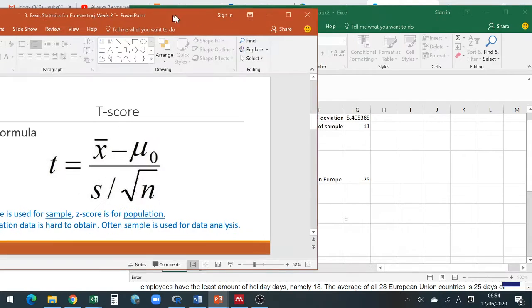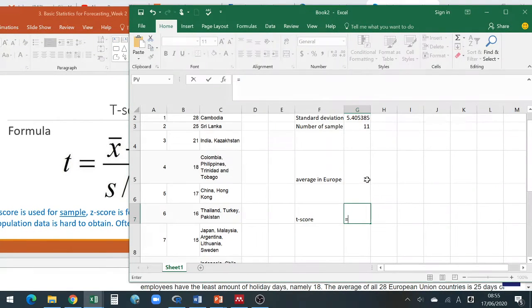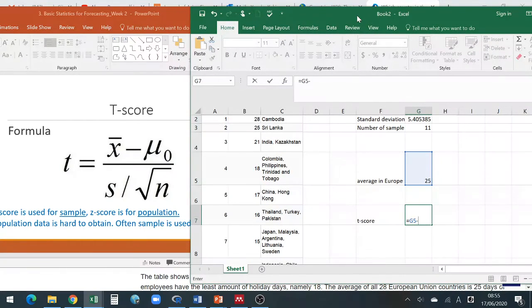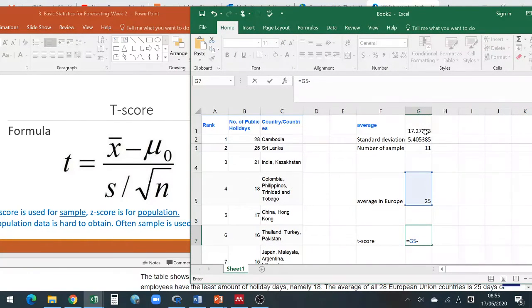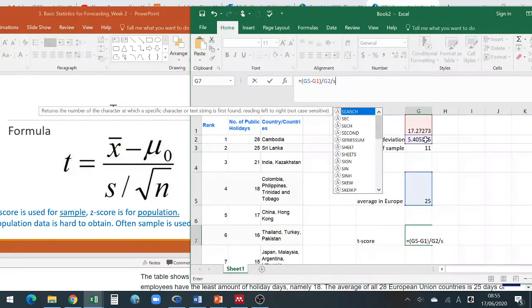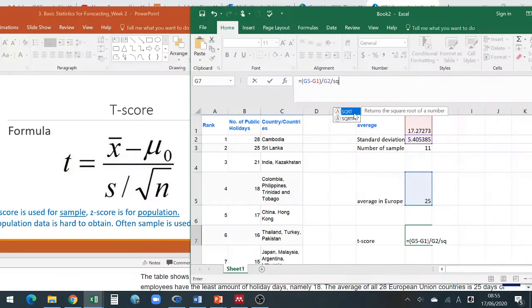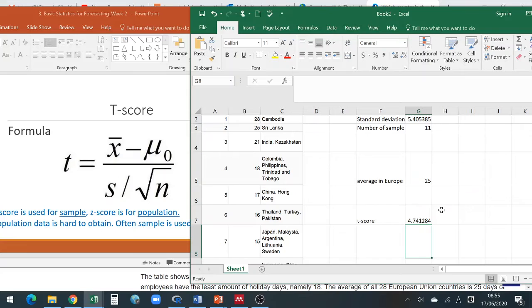The t-score is equal to this formula. x bar is this number, the average, I mean the average in Europe, minus mu, this number, then divided by the standard deviation, divided by the square root of n, the number of samples. I just do this, and it's 4.7.